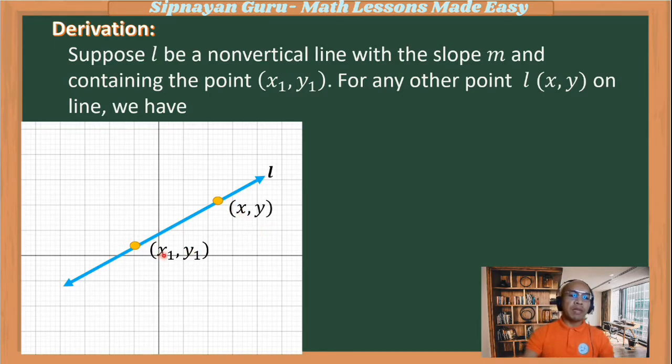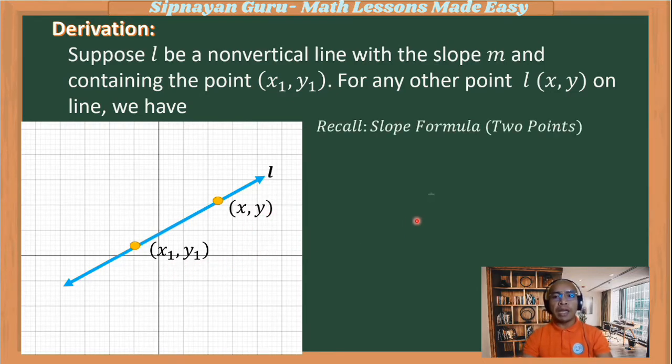In the previous lesson, given two points, if we will be finding the slope, we just subtract the y coordinates all over x sub 2 minus x sub 1. Or basically, the slope is just the difference of the y coordinates over the difference of the x coordinates. So, m equals y minus y sub 1 all over x minus x sub 1.